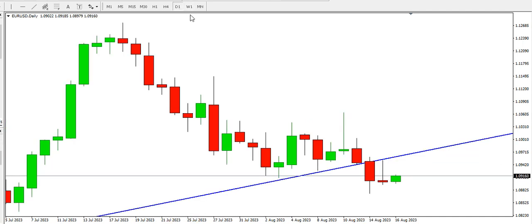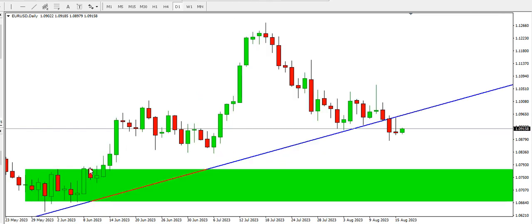But on the daily time frame, price of EURUSD can be said to be retracing.